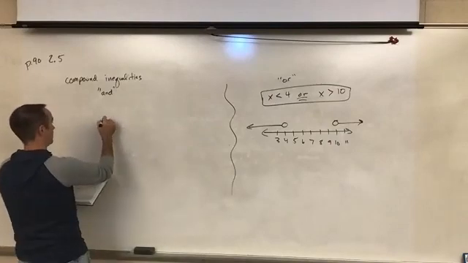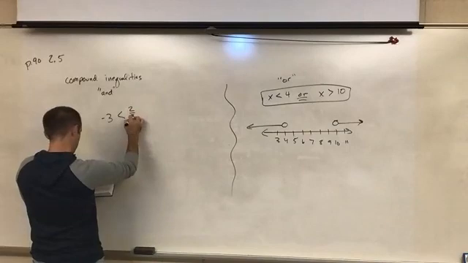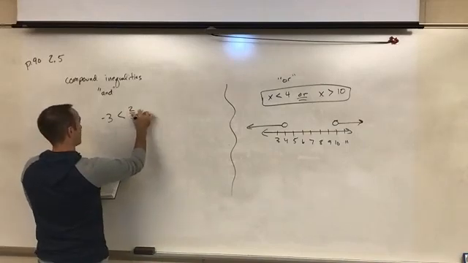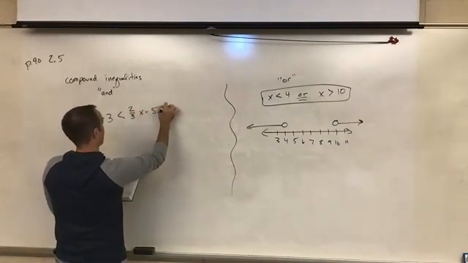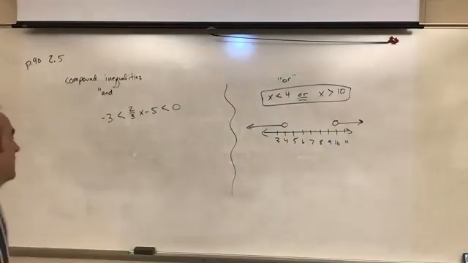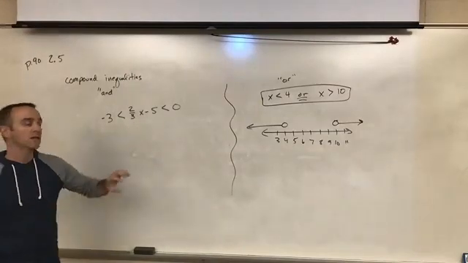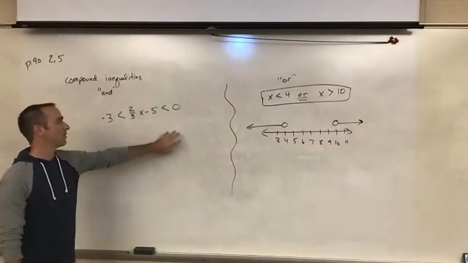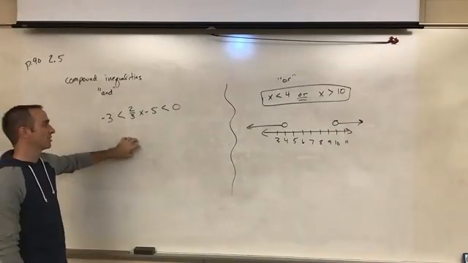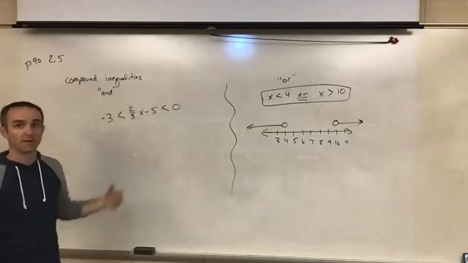What about this one? A little bit harder. -3 less than 2/3 x minus 5 is less than 0. Okay, a little bit harder. Here's what I want you to do. I want you to try it. I want you to pause the video. See what you can come up with, see if you can get the solution for this, and then come back and I'll walk you through it. So pause the video and then come back.